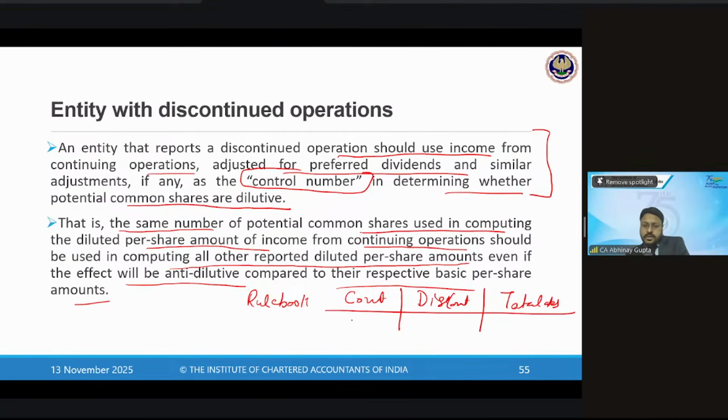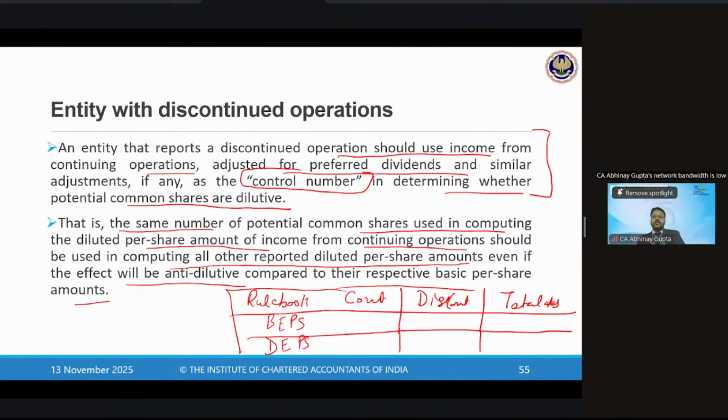Now, basic earning per share and diluted earning per share, right? So this is the matrix which we are talking about. In case the company has discontinued operations, then the company needs to present continuing, discontinuing, and total, right?